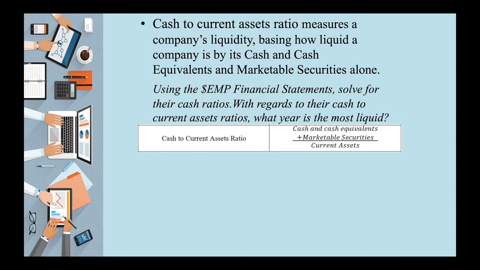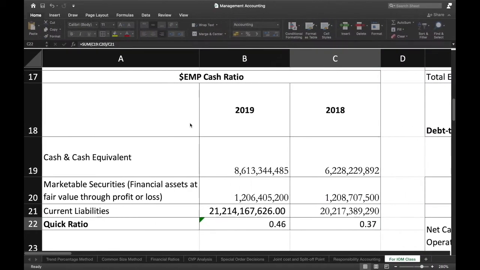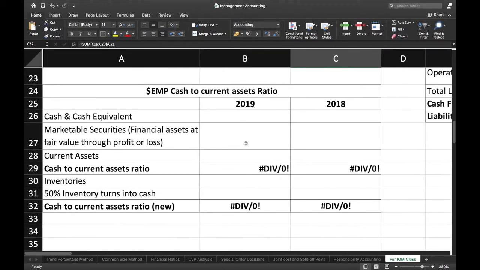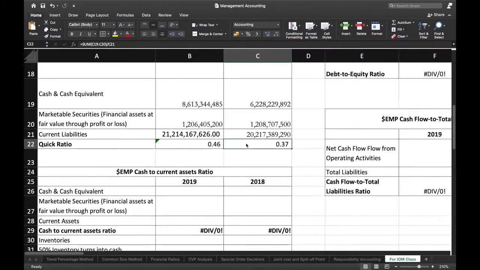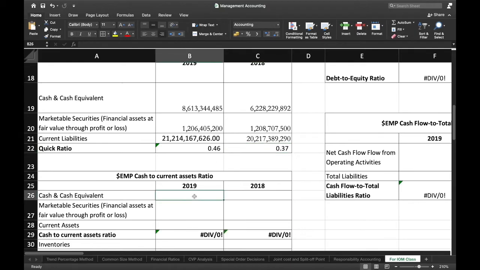Okay, so let's solve for the cash to current assets ratio ng Emperador Corporation Incorporated 2019 and 2018. I have here the template. So, cash and cash equivalents. Pareho na rin dito. Equals dito. Same lang naman yan.